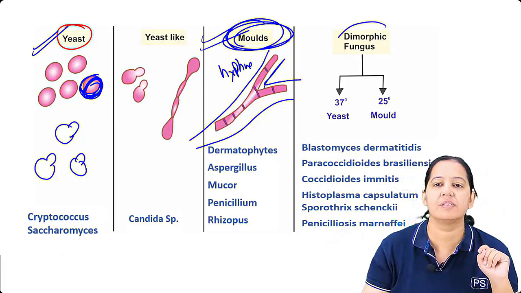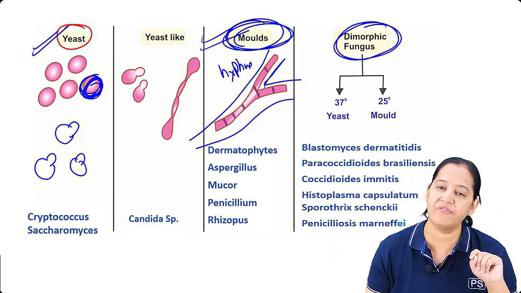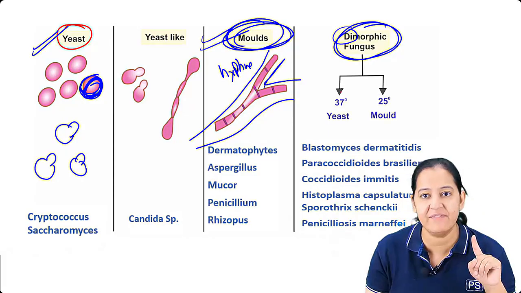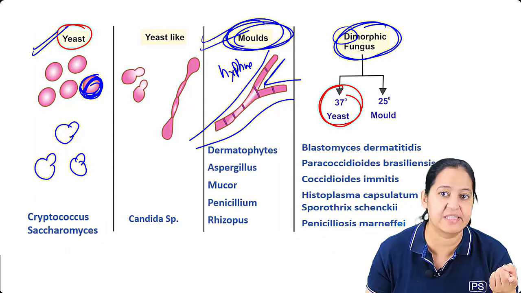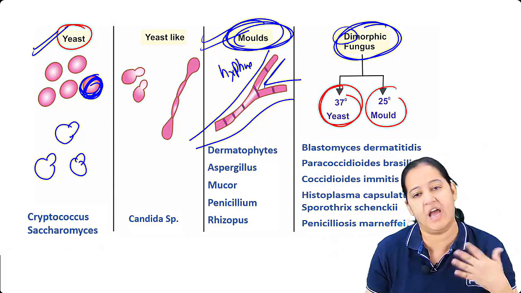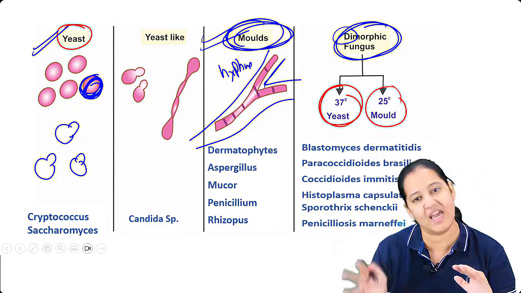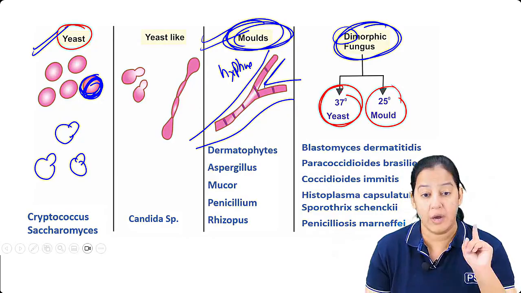See the fourth one, dimorphic. Dimorphic means double, as 'di' means double. I mean to say at 37 degrees they are spherical, I mean they are yeast, and at 25 degrees they become elongated, I mean they become mold. So it is temperature wise. They can be yeast or they can be mold depending on the temperature.